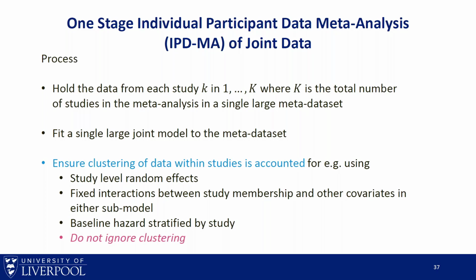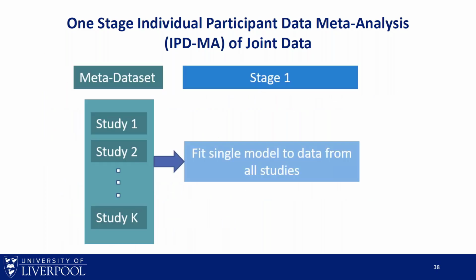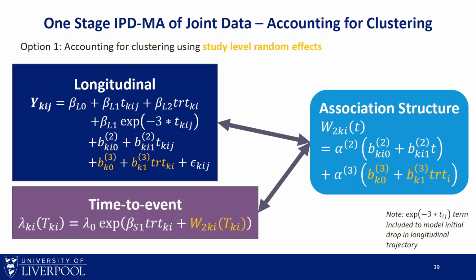It's vital, as I will show you later, not to ignore clustering in the data, as it could severely affect the estimation of certain parameters. Again, a representation of this process is shown here. So we hold the data from all the studies 1 through K in a single large metadata set, and in the first and only stage of the meta-analysis, we fit a single joint model to all the data in the metadata set at once.